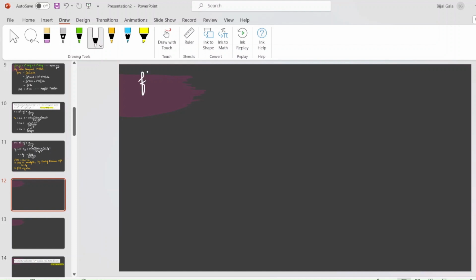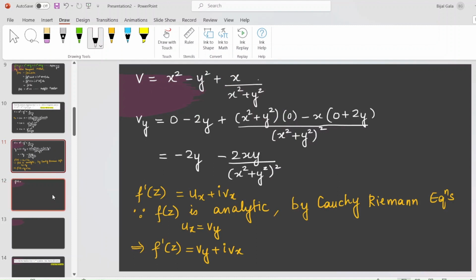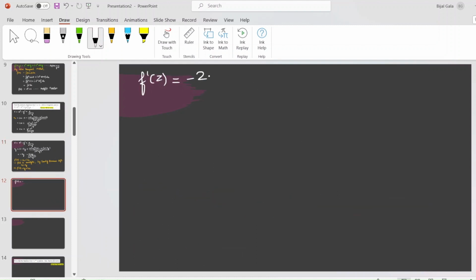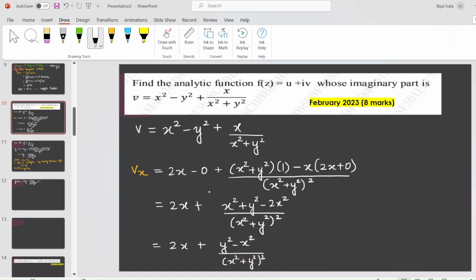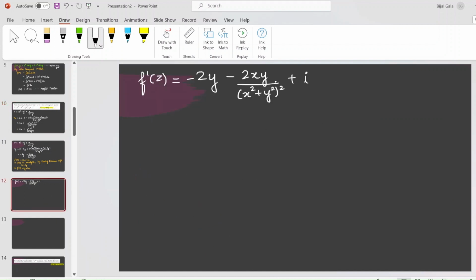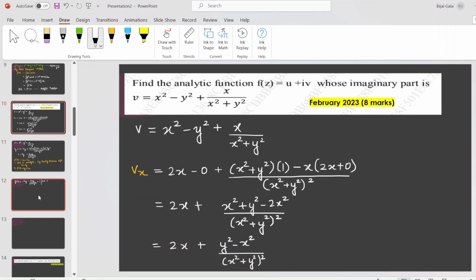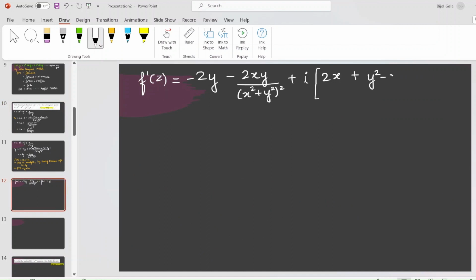Okay, so let's use this and write down f dash of z. So f dash of z over here, which is vy, we got vy over here, negative 2y, negative 2xy, divided by x square plus y square, the whole square, plus i times Vx, correct? So Vx over here is 2x. So we'll put a bracket because of the i. Okay. Y square minus x square divided by x square plus y square, the whole square.